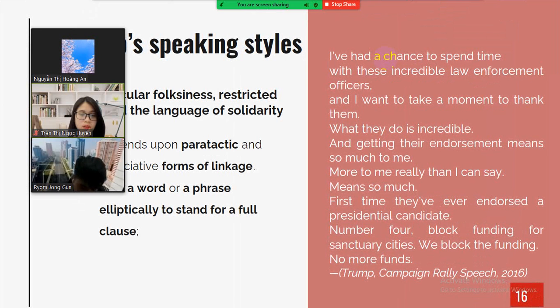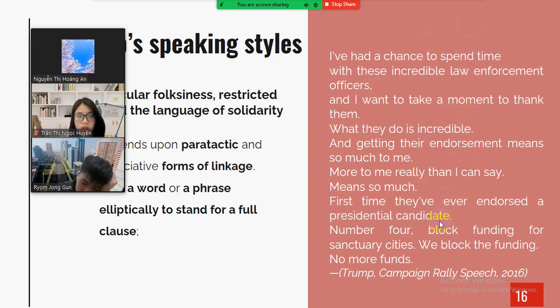Last but not least, we talk about Trump's vernacular foxiness, restricted code, and the language of solidarity. Trump's public speaking performance during his campaign depends upon paratactic and associative forms of linkage, in which repetition provides an important form of cohesion. He often uses a word or phrase elliptically to stand for a full clause, and the linkage between one element and another is not always carried by explicit grammatical structures and cohesive devices.